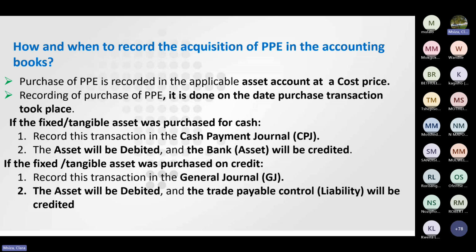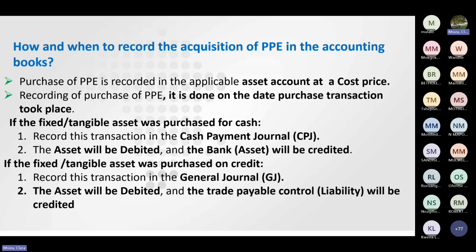So, how and when to record the acquisition of PPE in the accounting books? Purchase of PPE is recorded in the applicable asset account at the cost price. Recording of the purchase of PPE is done on the date of purchase, the date of the transaction that took place.